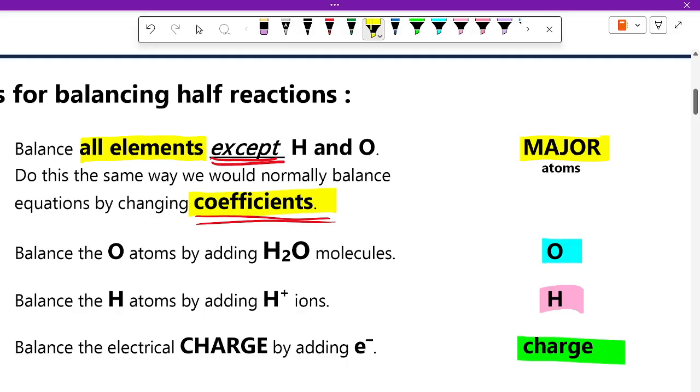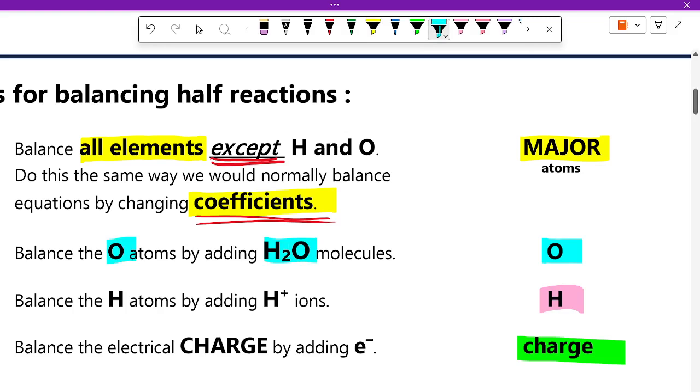The second element that we balance is oxygen, and we don't do it the normal way. We don't add coefficients. Instead, we just throw in water molecules. So if I had 5 oxygens on the right and none on the left, I would add 5 waters to the right to give me the correct amount of oxygens. So we balance our oxygen by adding H2O.